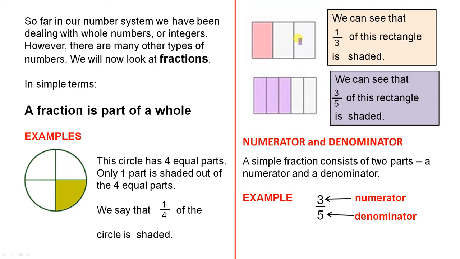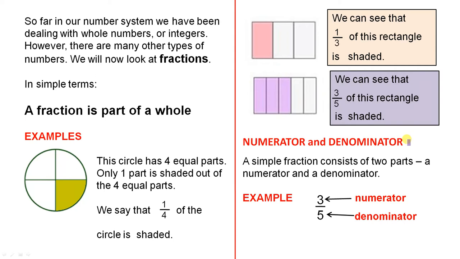Now for this rectangle here, we can see that 1/3 of this rectangle is shaded. The 1 means one part is shaded. The 3 means there are 3 equal parts. We can see that 3/5 of this rectangle is shaded. The 3 means that there are 3 parts that are shaded. The 5 means there are 5 equal parts.